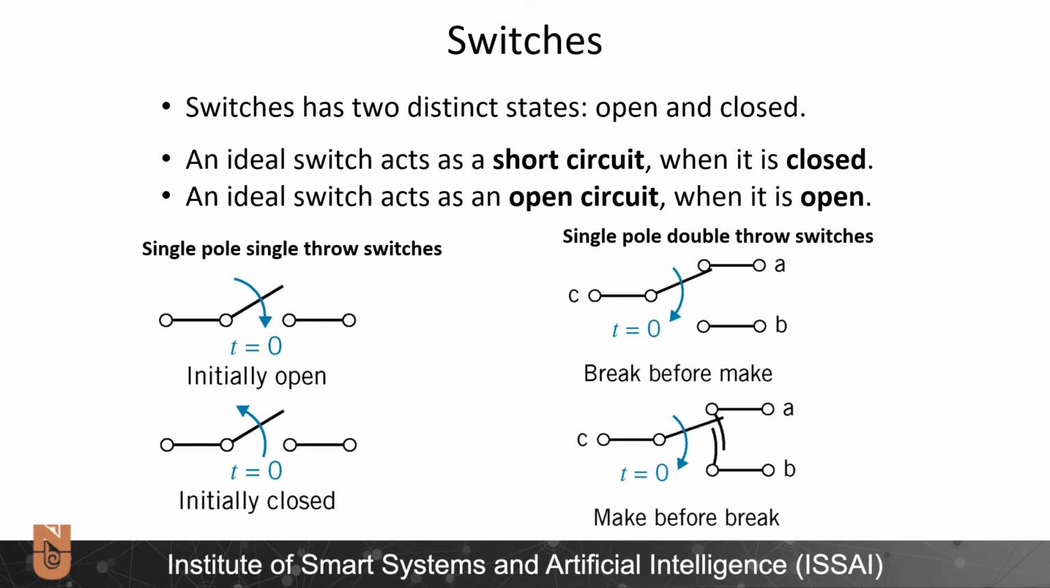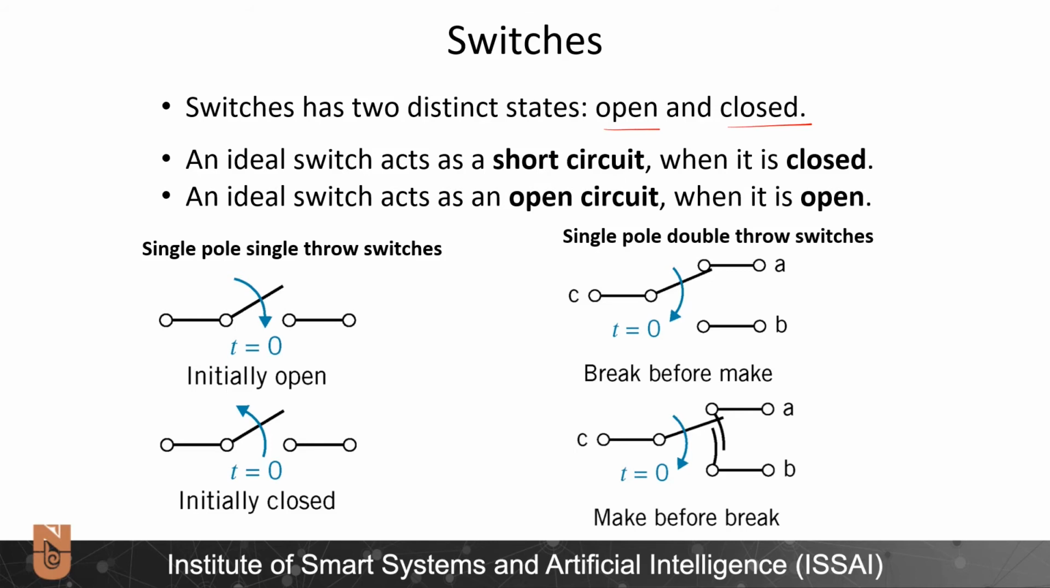All electrical systems have switches. For instance, in order to turn on a device, we just click the turn on switch. Switches have two distinct states, open and closed. An ideal switch acts as a short circuit when it is closed, and it acts as an open circuit when it is open.